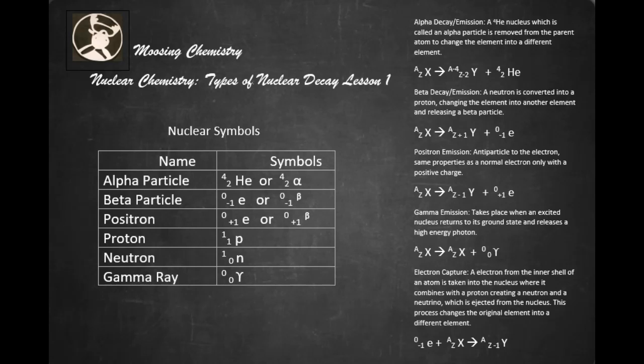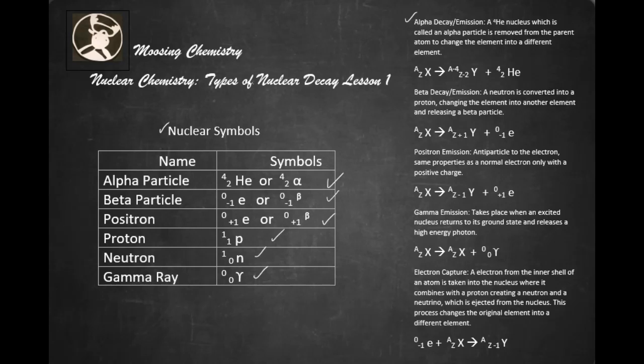All right, let's look at our nuclear symbols first, right here. Our alpha particle can be written as He 4/2 or 4/2 with an alpha symbol, okay? Our beta particles can be written as 0/-1 e or 0/-1 beta, okay? Positron, what a positron is, it's a positive electron. It can be written as 0/+1 e or 0/+1 beta, like that. Okay, a proton is 1/1 e for proton, a neutron is 1/0 n with a neutron, and gamma ray is 0/0 with a gamma symbol.